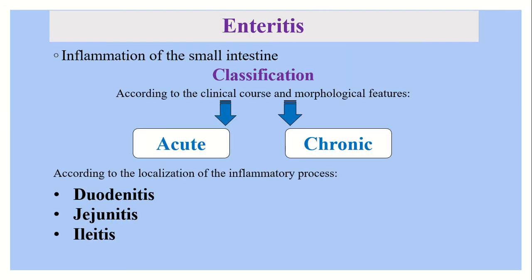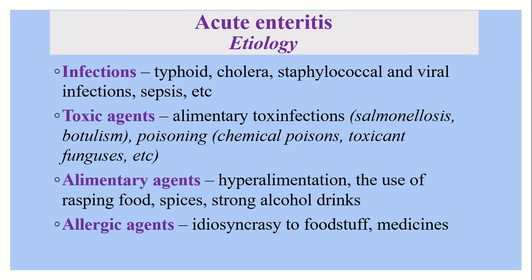Now we'll discuss the enteritis. This is the inflammation of the small intestines. There are two types of the enteritis: acute and chronic. Duodenitis we call the inflammation of the duodenum, jejunitis, inflammation of the jejunum, and ileitis, the inflammation of the ileum. Acute enteritis. There are four etiologic factors of the acute enteritis.